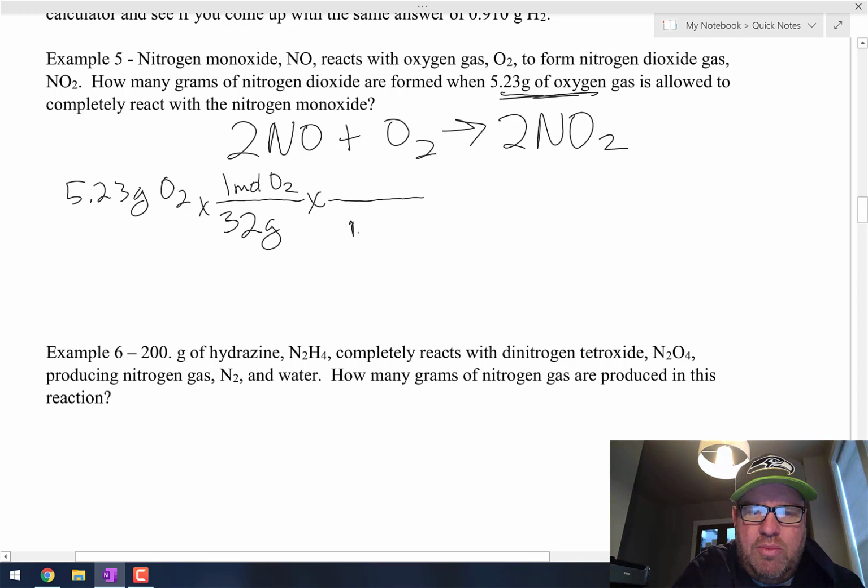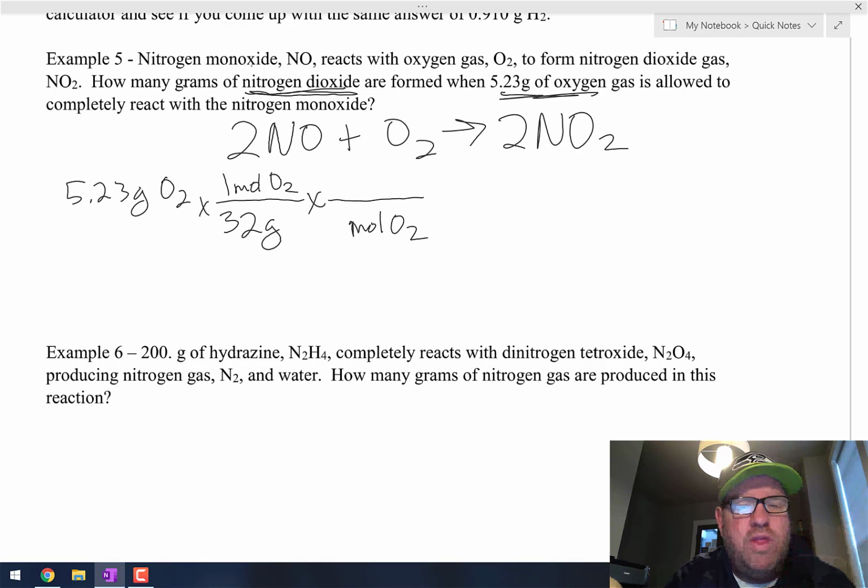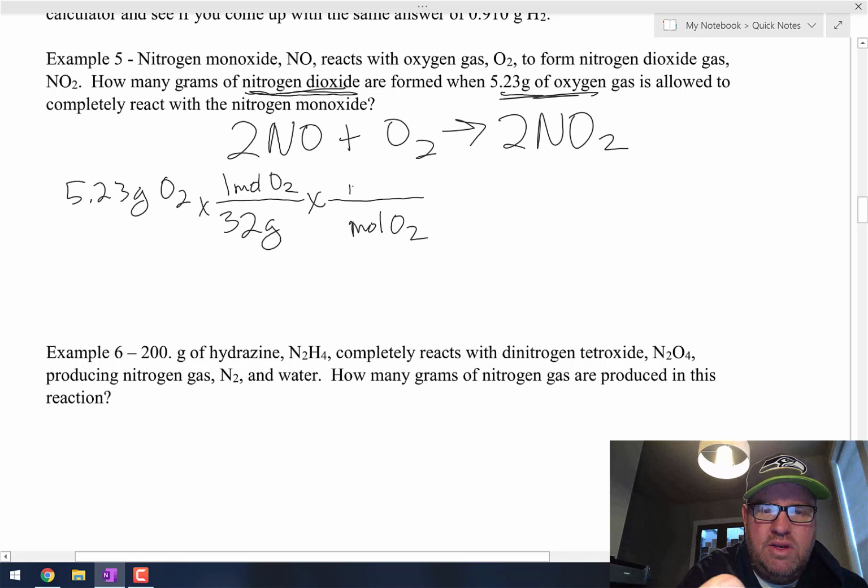So now I'm going to put moles of O2 on the bottom. I'm not worried about the number yet, I will add it in just a second. But now what goes on the top is whatever they're asking us about. They're asking us about nitrogen dioxide, and they want grams of nitrogen dioxide. But remember, the stoichiometry step, all you can do is convert from moles of one thing to moles of something else. So we're going to convert that to moles of nitrogen dioxide.